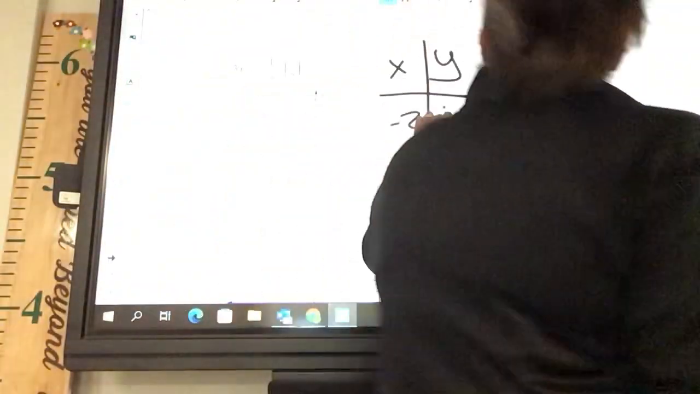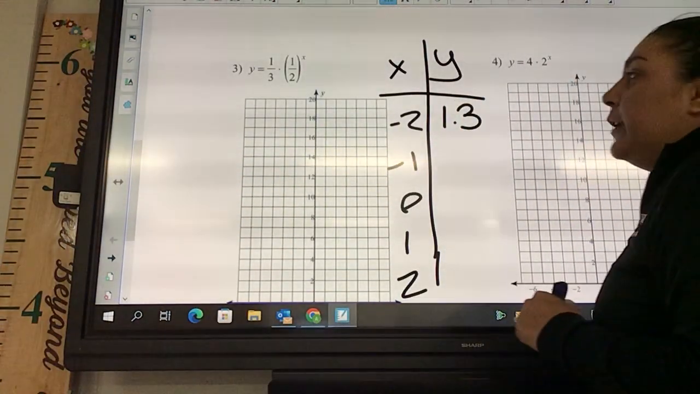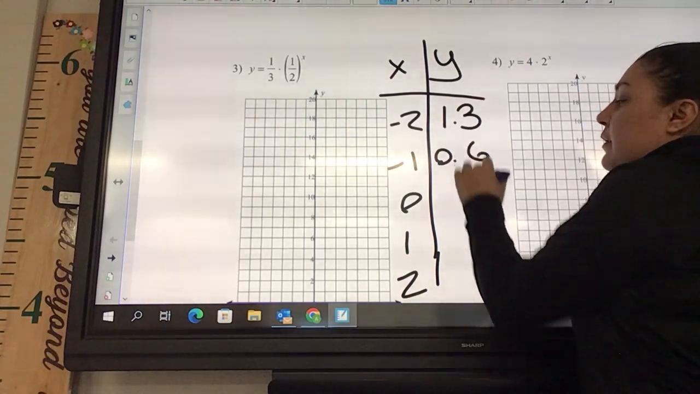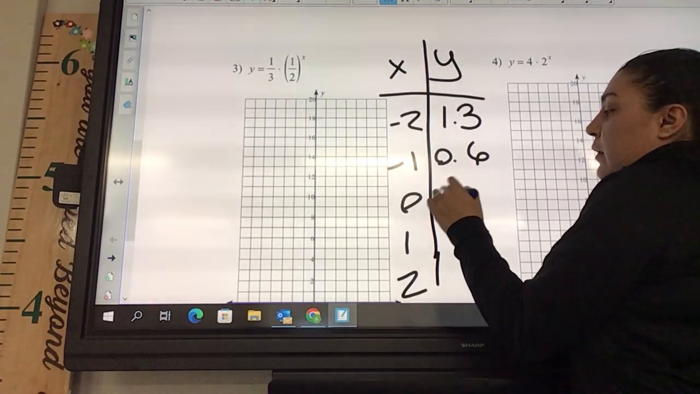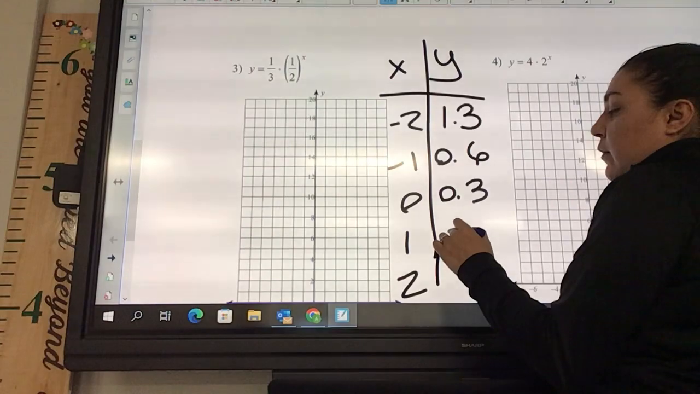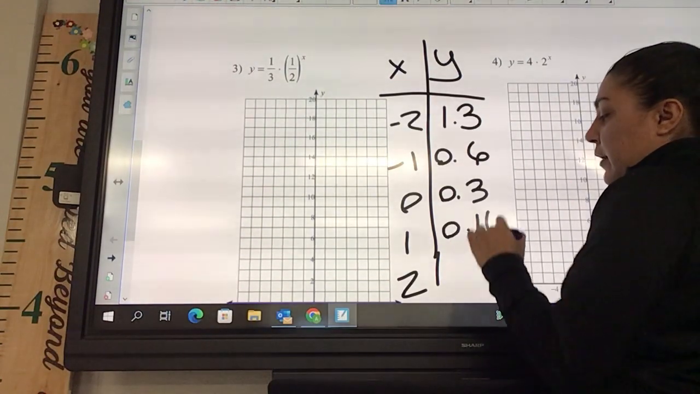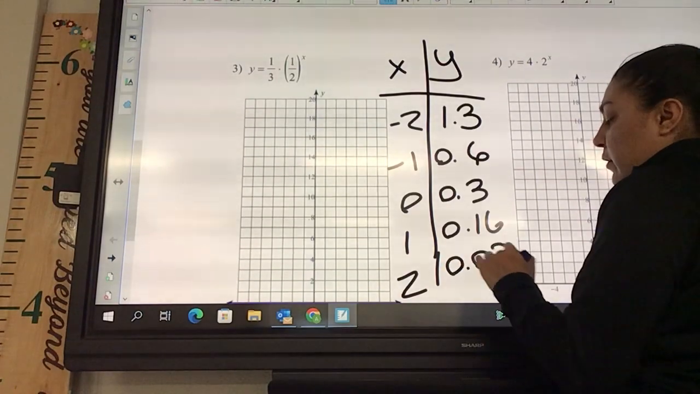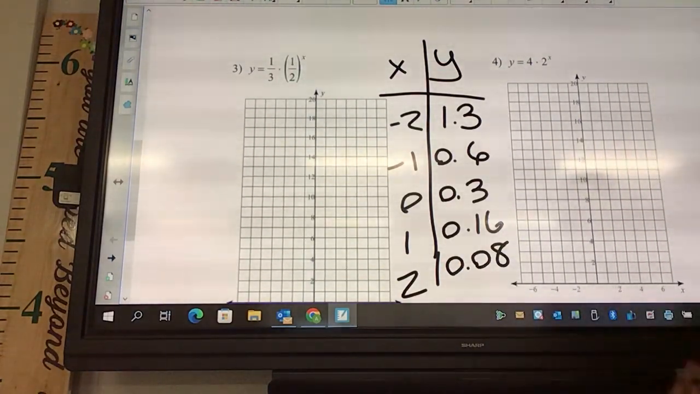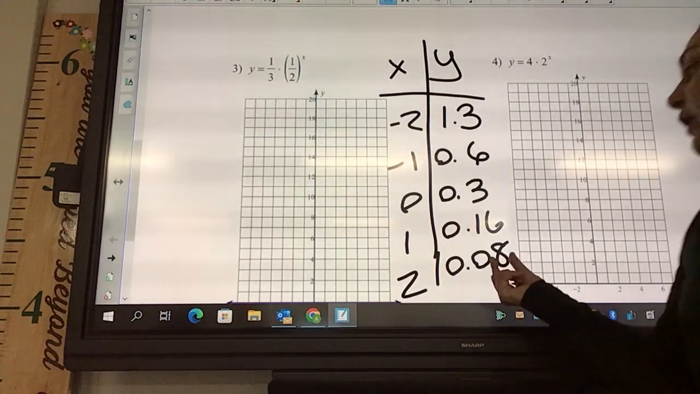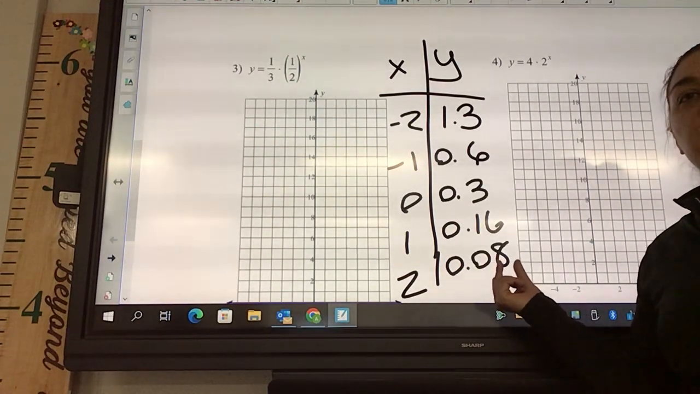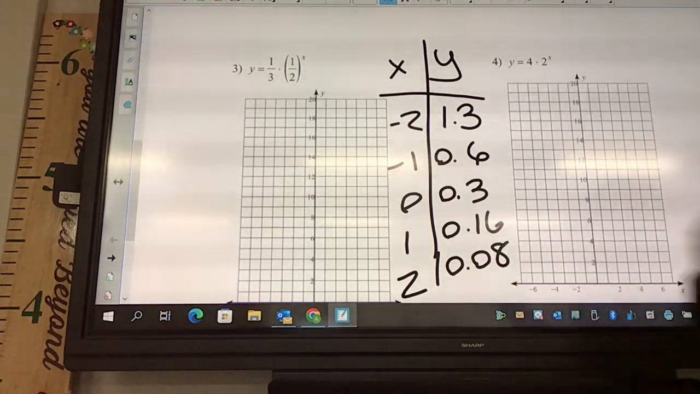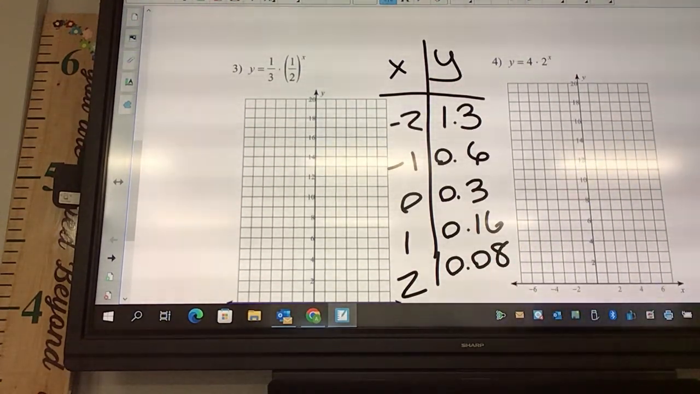1.3. -1, 0.6. 0, 0.3, 0.16, 0.08. Okay, first of all, when you're dealing with the zeros, really we only need one number after the zero, okay? So you don't need to put 0.83, as long as you got the 0.8, that's good enough, okay?